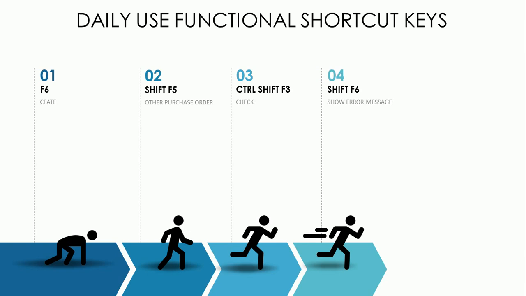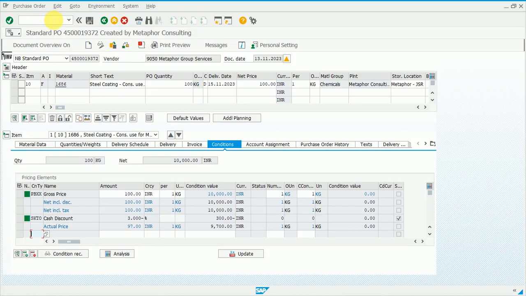The next shortcut key listed is called Show Message Error. If you have an error message in your particular transactions, then in that case the system acknowledges what the error messages are.